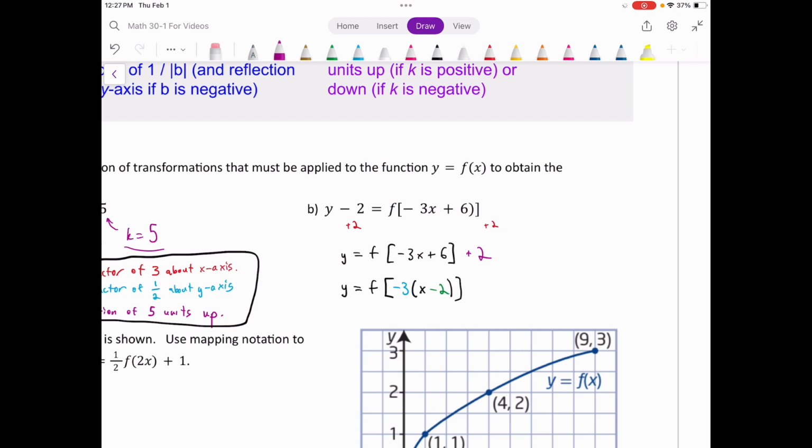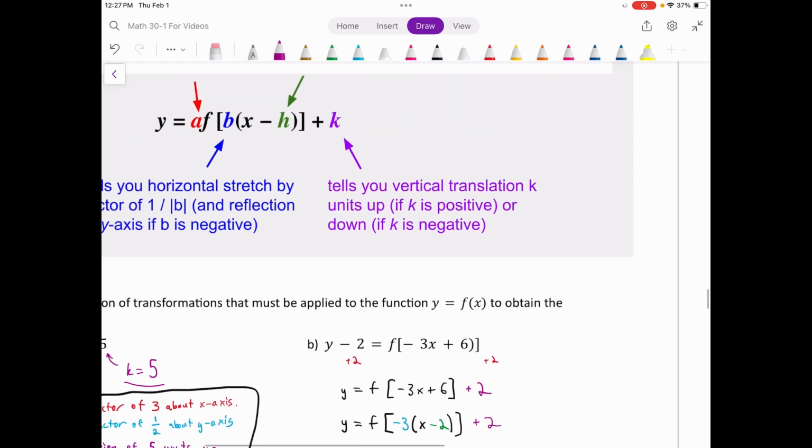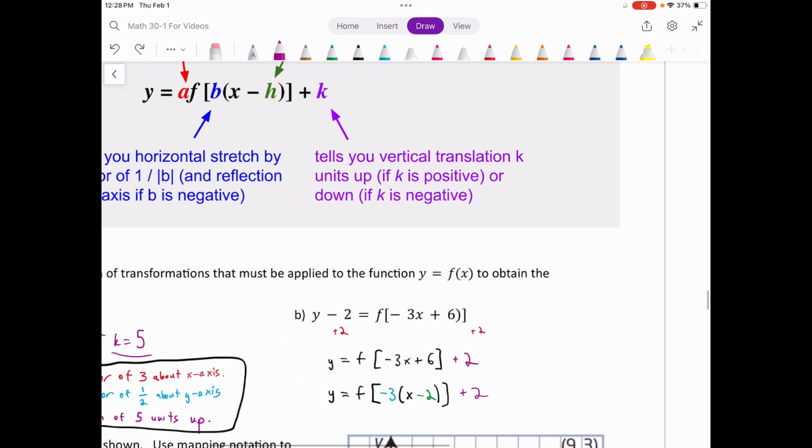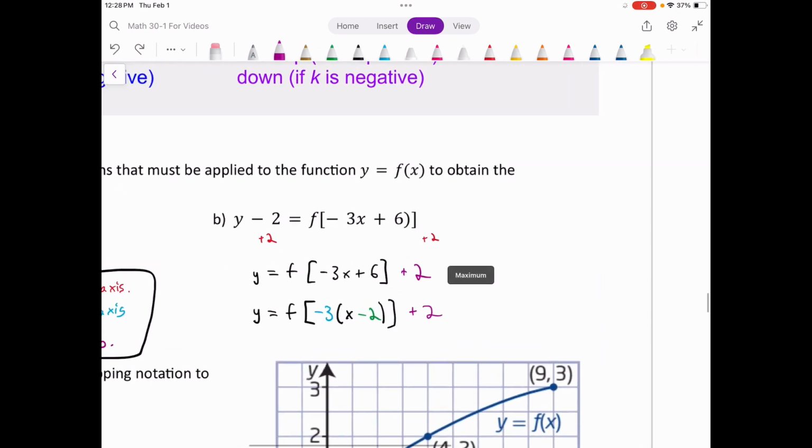And the reason that was so helpful is that now look at this. Compare this to this, right? We can now pretty easily pick out our b is actually -3. Our h is +2. Our k is +2. What would a be here? Well, a is just 1, right? In other words, no vertical stretch, no vertical reflection is happening.